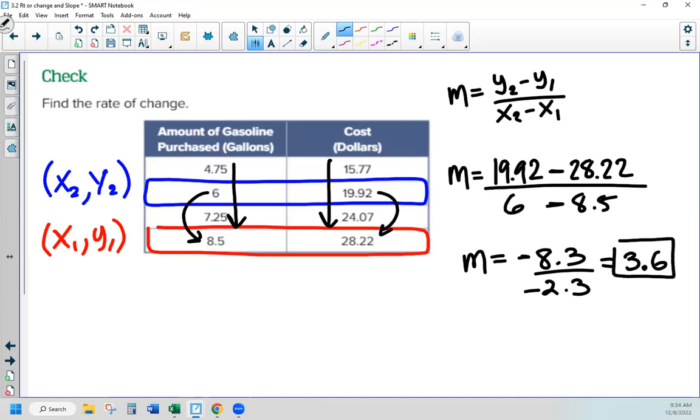Let me just check my math again. 8.3 divided by 2.3, 3.6. Yes, correct. And it's positive. All right, we're good to go here. Hopefully you chose different numbers and you can see that the slope is the same, right?